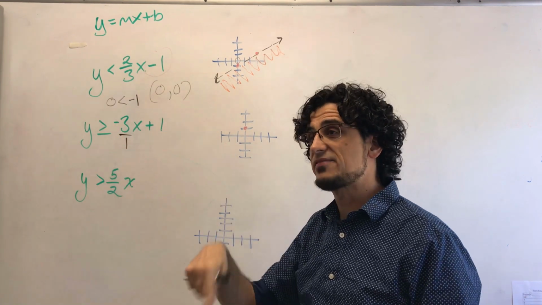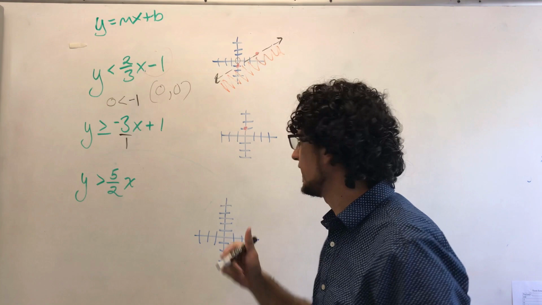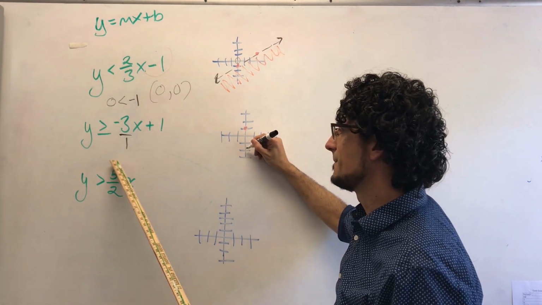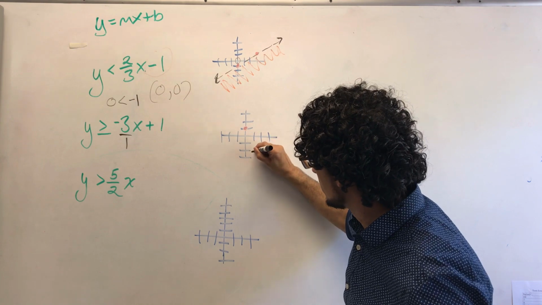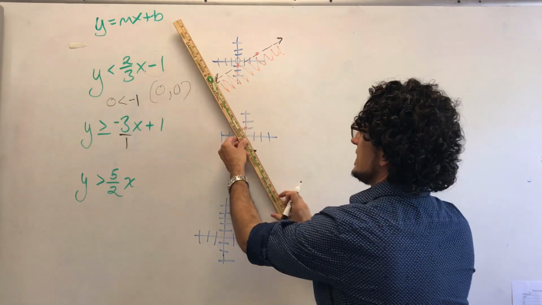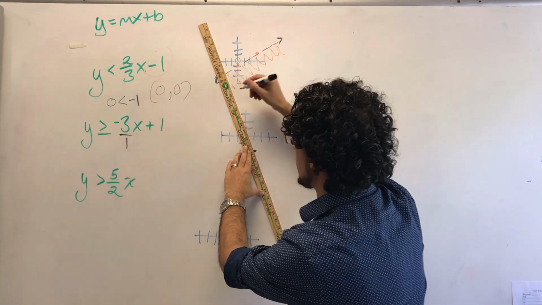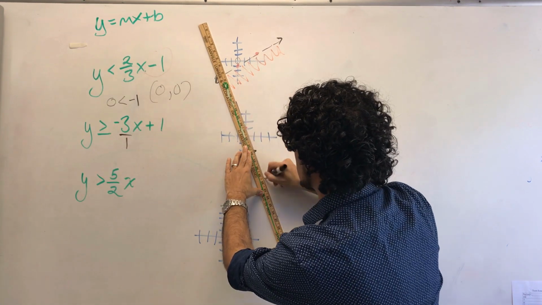So that is a rise of -3. In other words, I'm about to go down 3. So I'm going 1, 2, 3. So I've gone down 3. And then over 1 in the positive direction, okay? And so then I'm going to go ahead and connect these. And because it's greater than or equal to, that equal to part makes this a solid line.